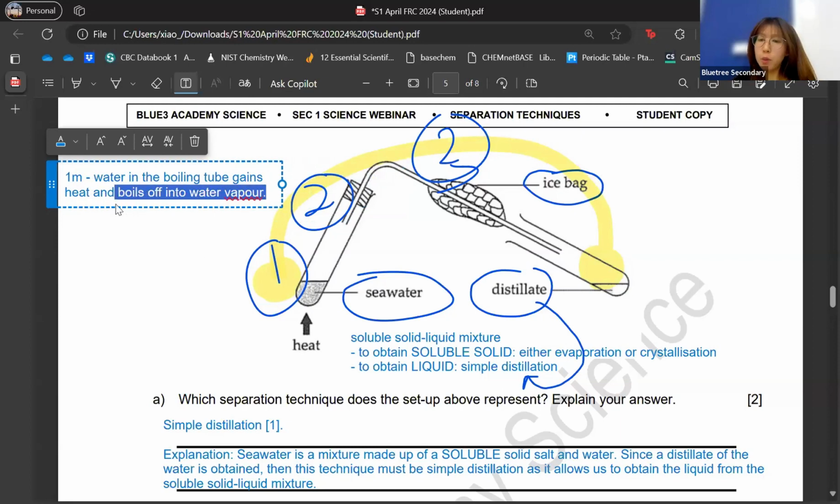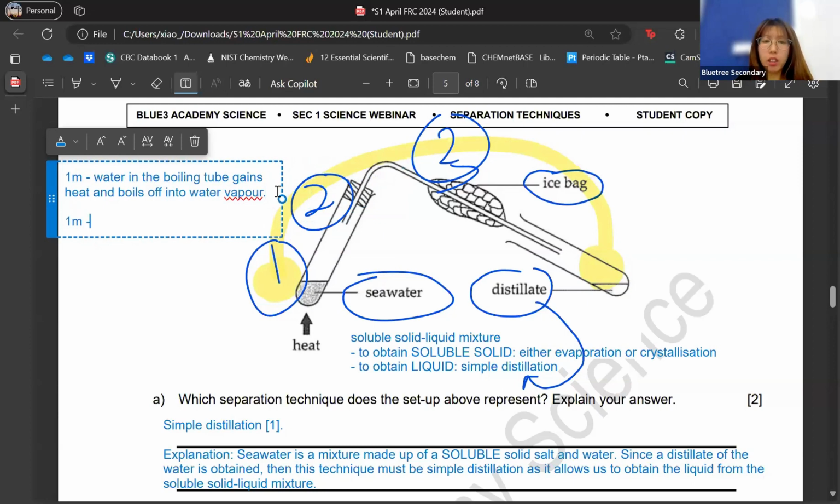Okay, please do not forget from your primary school foundation, water boils off at 100 degrees Celsius. Okay, this 1 mark, most students will be able to obtain. You just need to go and identify where's the start of this distillation process.